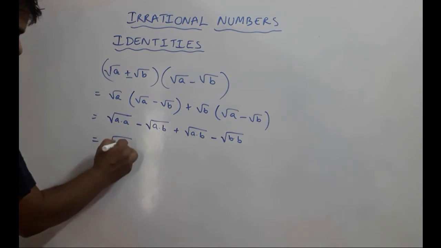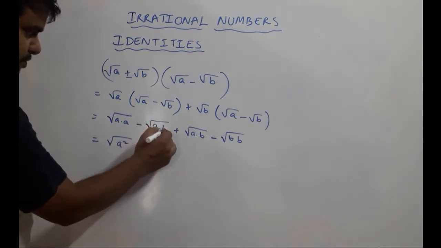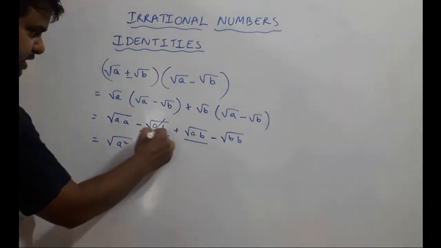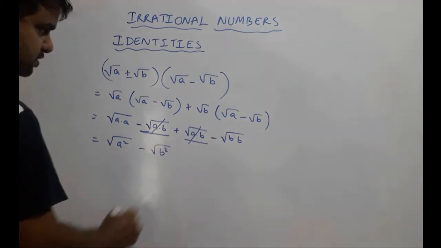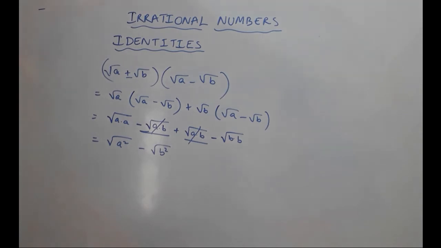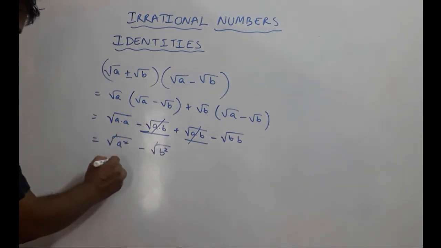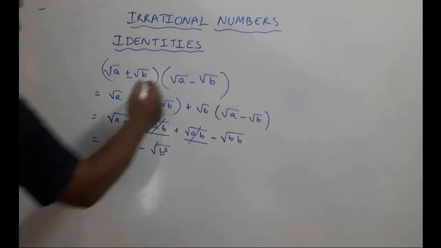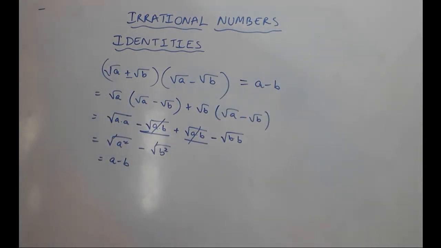So a·a can be written as a square minus square root of a into b plus square root of a into b minus b square. So these are like terms, but these are opposite signs, so these get cancelled. So we are left with just minus b square, square root of b square. Now the square sign cancels out with the square root sign, and you are left with just a minus b. So that is how you get this identity, which is equal to a minus b. Got it? We'll go to the next identity.